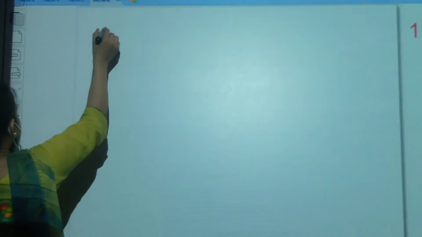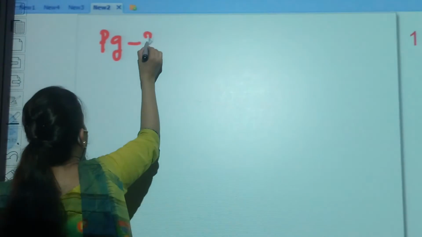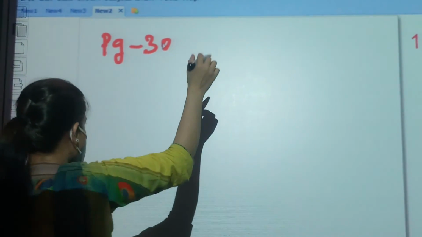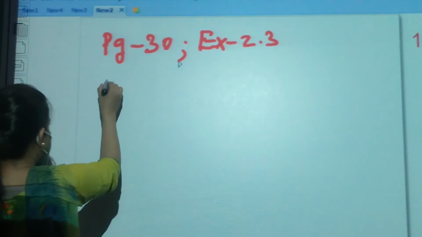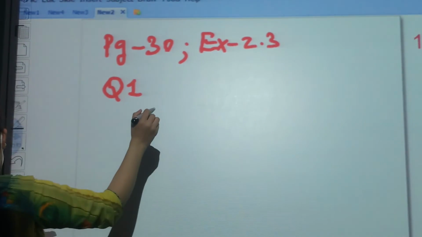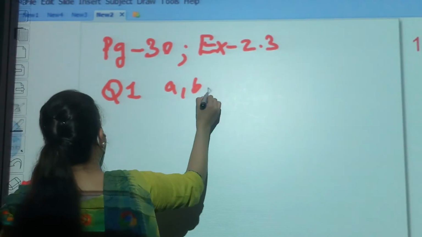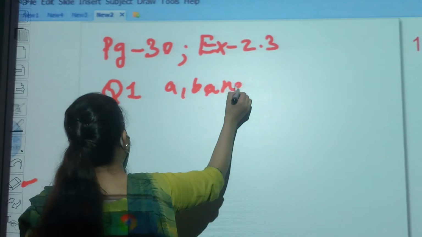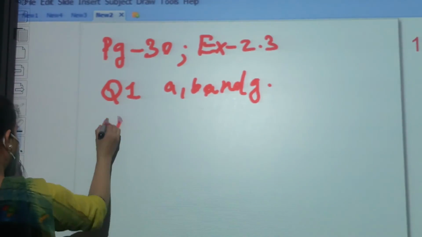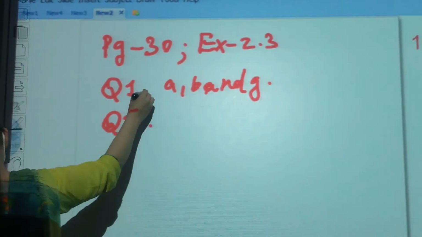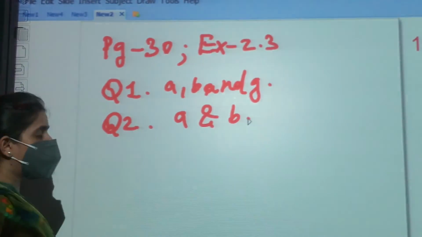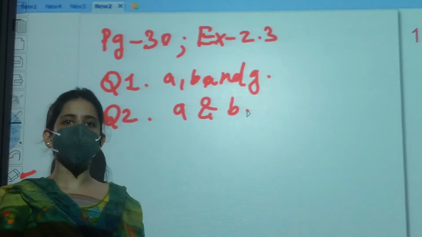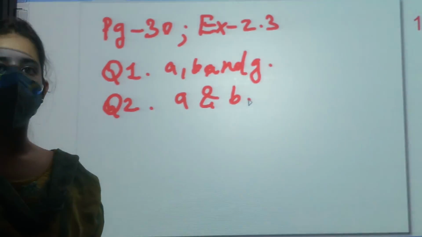Now take down some homework on today's lesson. Page number 30 of your textbook, exercise 2.3, question number 1, A, B and G. Question number 2, A and B. Solve this in classwork copy and submit in the school for correction. Alright.